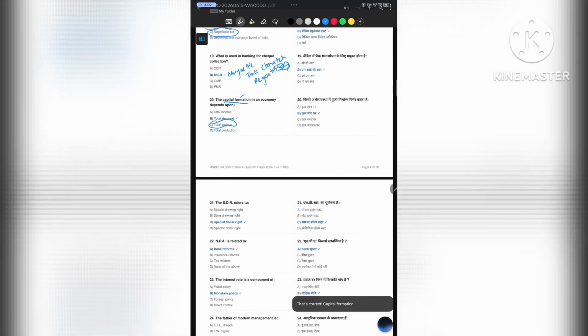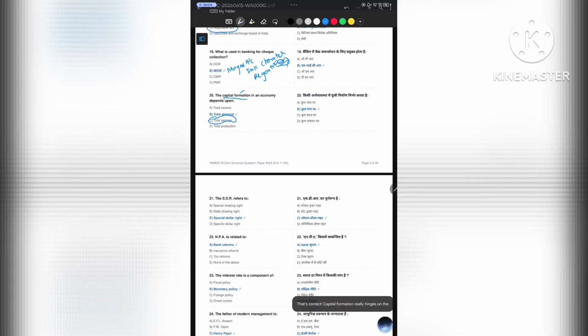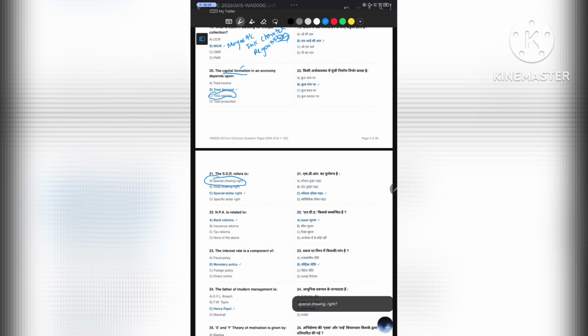That's correct. Now, SDR refers to special dollar, right? Not quite. SDR is actually called special drawing rights. It's an international monetary reserve asset created by the International Monetary Fund. Special drawing rights. Now, NPA is related to.